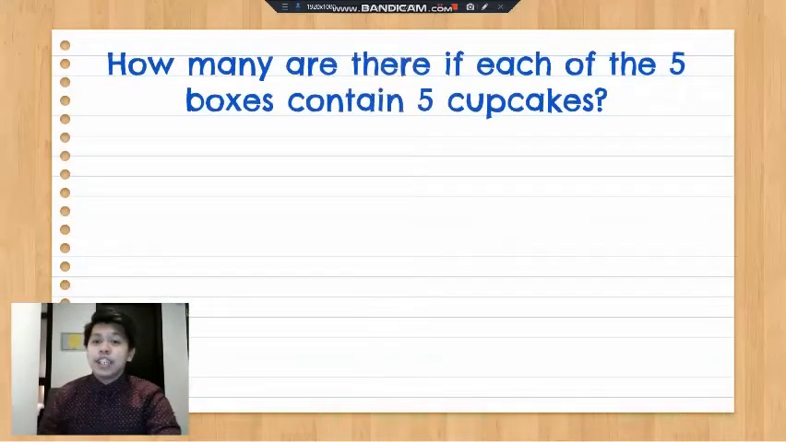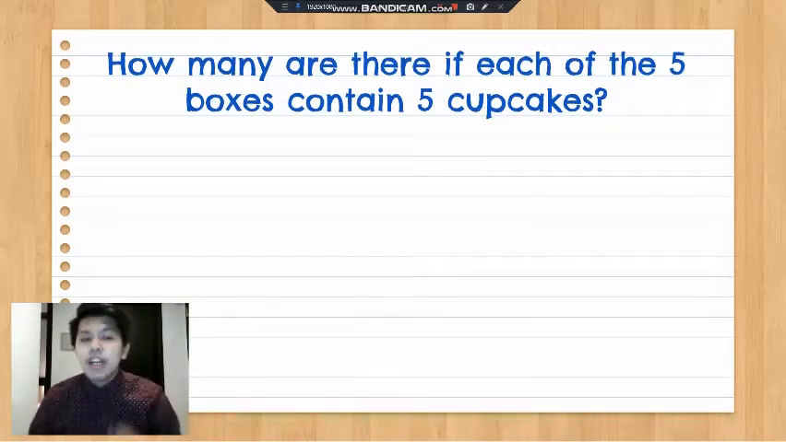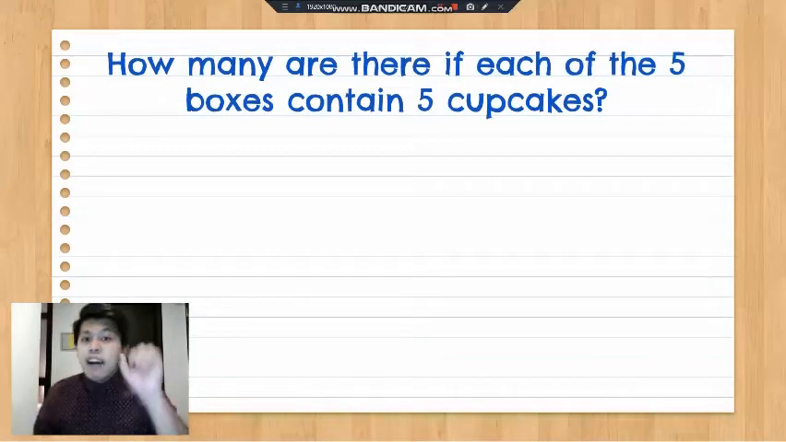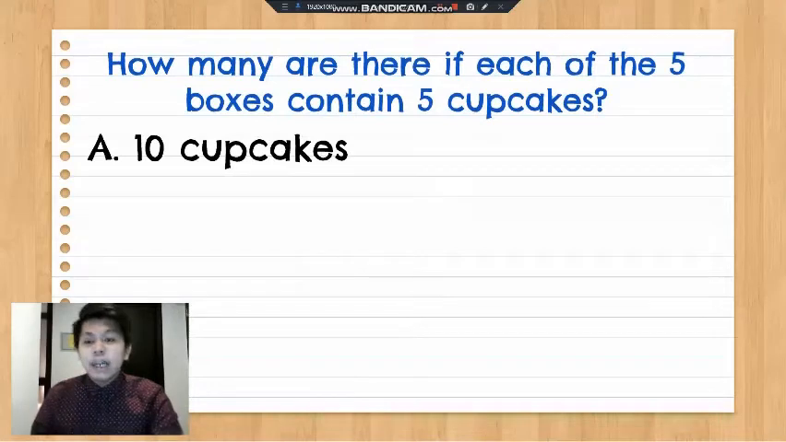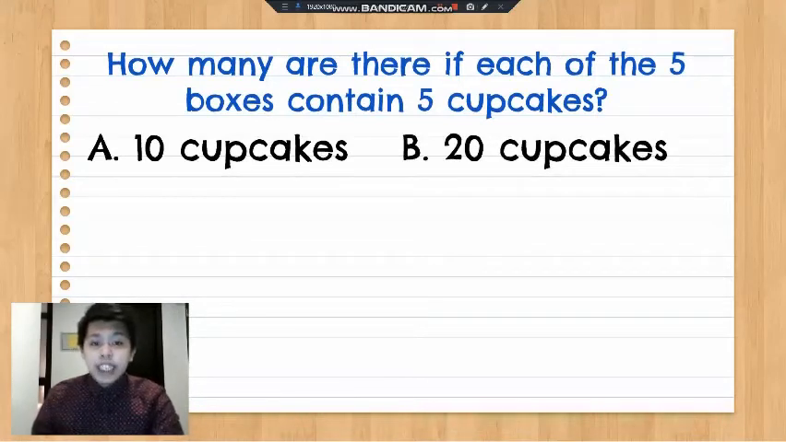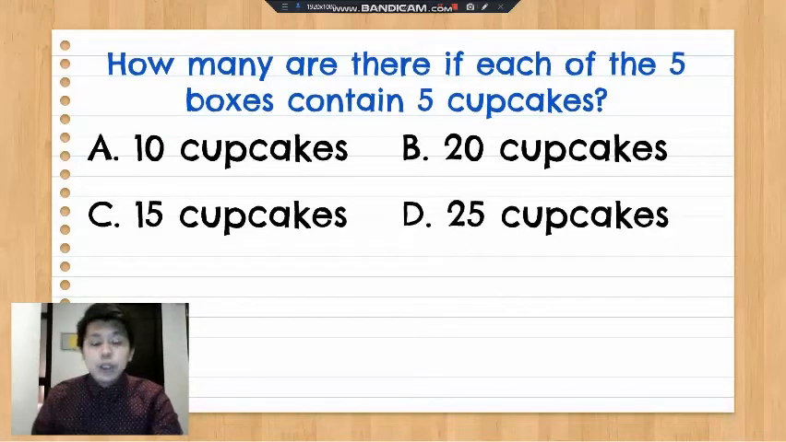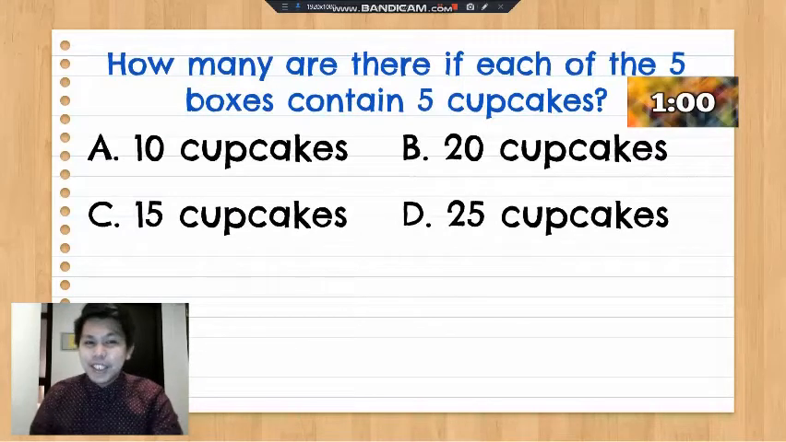Here's our question. How many are there if each of the 5 boxes contain 5 cupcakes? Is it A, 10 cupcakes, B, 20 cupcakes, C, 15 cupcakes, or D, 25 cupcakes? I'll give you 1 minute to solve. 1 minute starts now.